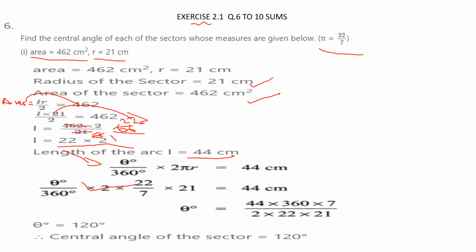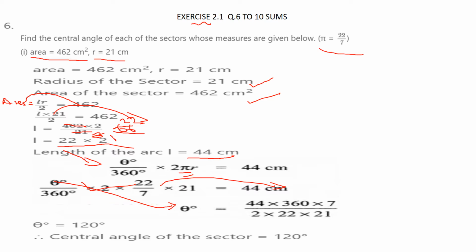How? So use the formula: theta by 360 into 2 pi r equal to 44 centimeter. So you write theta by 360 into 2 into 22 by 7 into 21, and replace the right hand side. Multiply means it will come divide, divide means it will come multiply. So we get 44 here. So theta you keep in the left hand side itself. So 44 into 360 into 7 by 2 into 22 into 21.